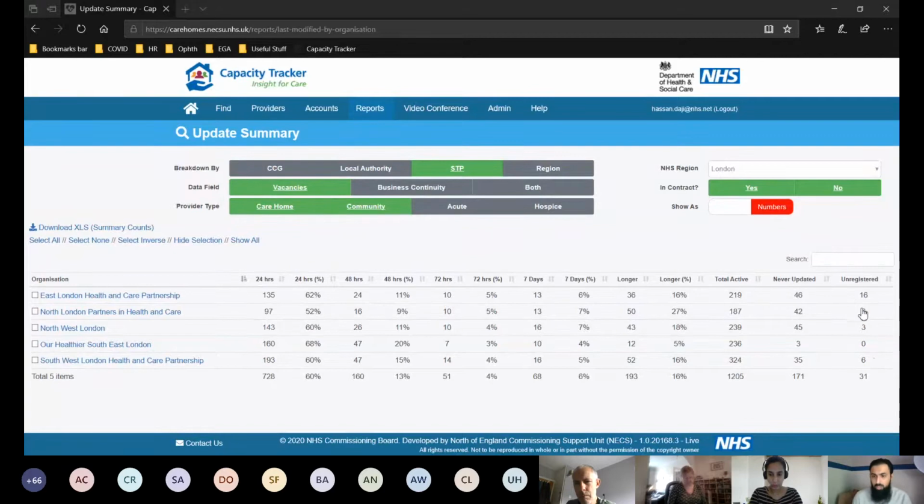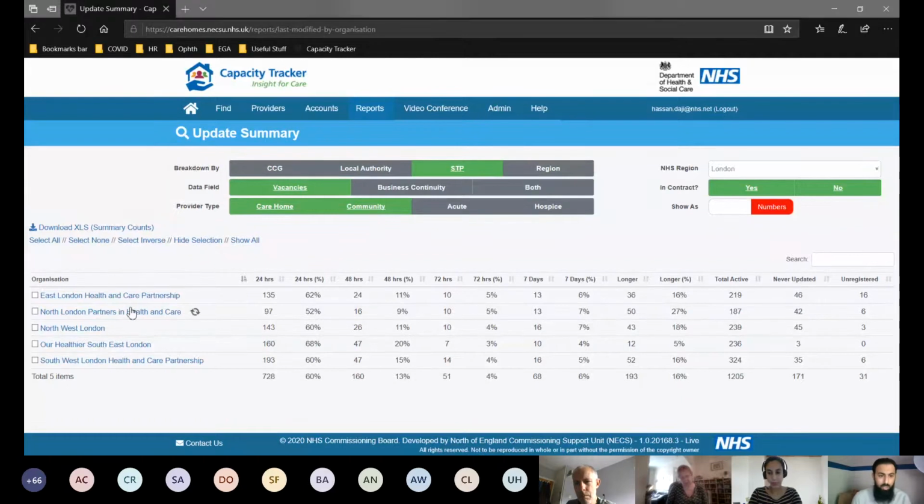The contact centre have been contacting the unregistered homes. They have also been contacting the never updated homes, to understand if there are any barriers around that. So this report is actually one of the most crucial ones in Capacity Tracker to understand who we need to contact.